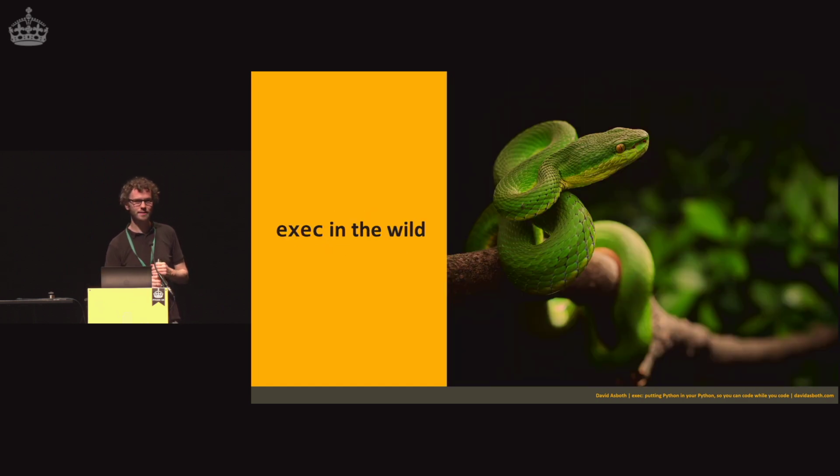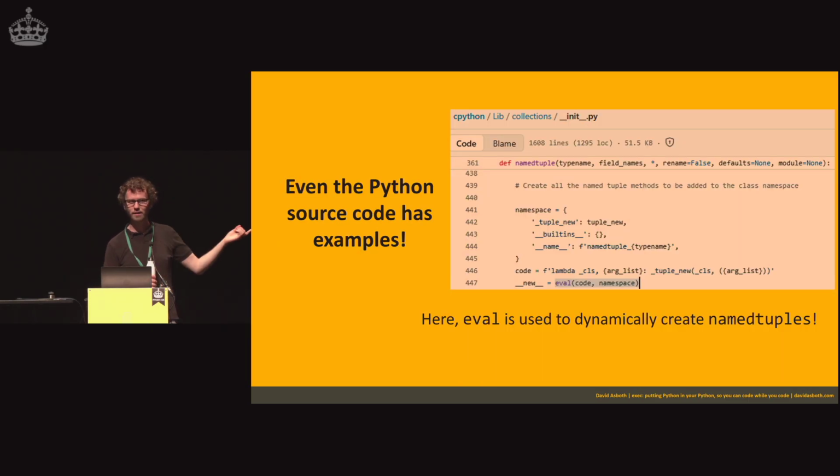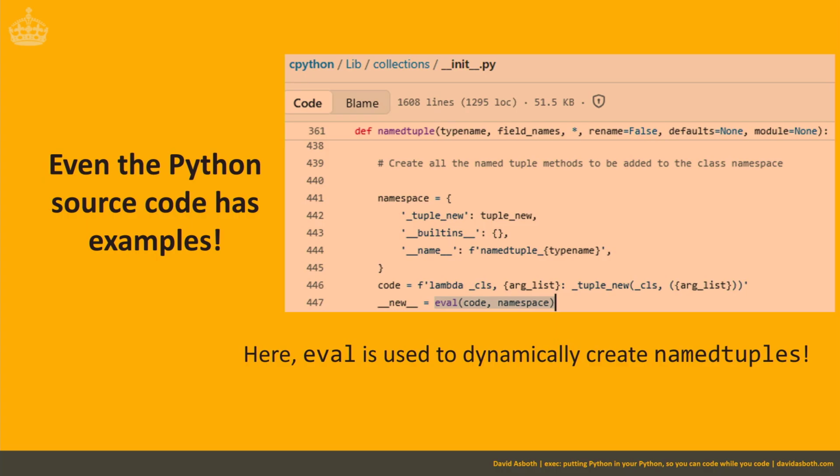So let's look at exec in the wild. One of the places that I found it is actually in Python itself. In the implementation for named tuples, which have dynamically generated attributes and so forth, there is actually a call to eval. The eval is like exec, a bit more restricted. It has to return an expression, so you can't just create a variable and nothing else. It won't work with eval. But think of it as exec, basically.